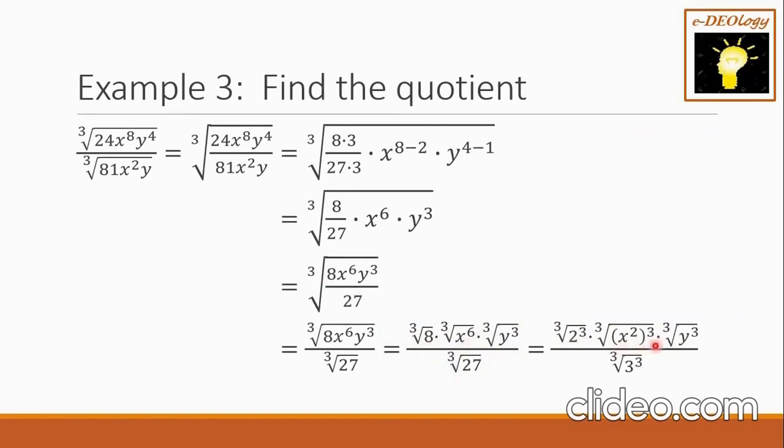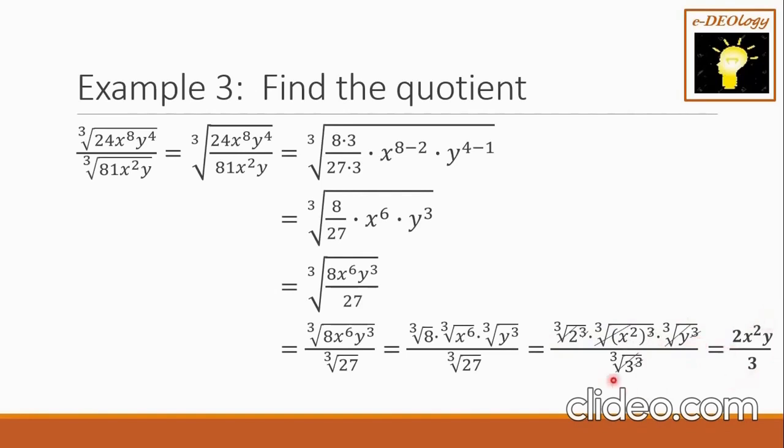So from here, we can now simplify. We can now cancel the radical and the powers respectively. So for the first term, we can cancel the radical with the power 3. So only the base 2 will come here. In the second term, we cancel the radical also with that power 3. Only the x squared will come here. On the third factor, we can cancel the radical also with that power 3. Only the y will come here.